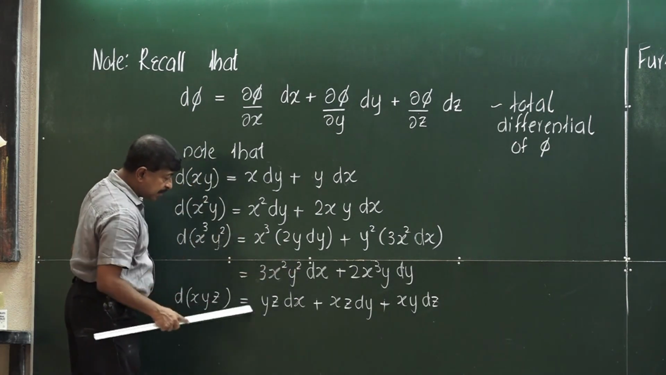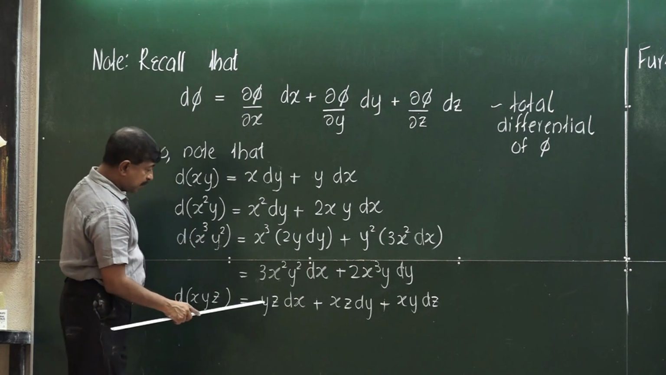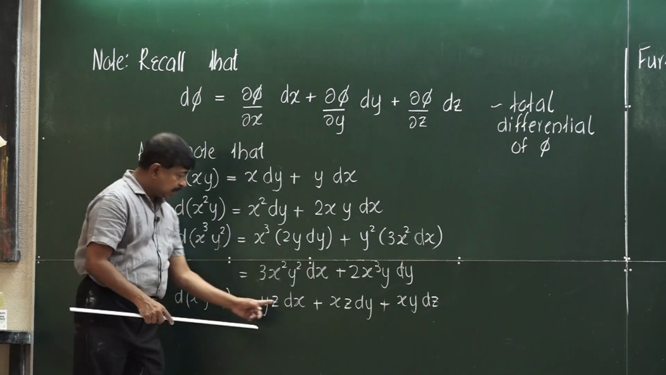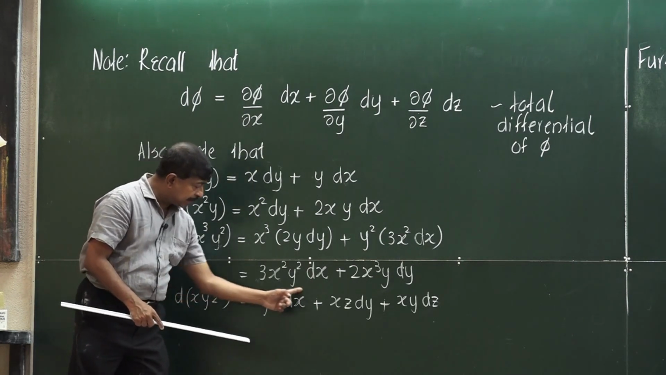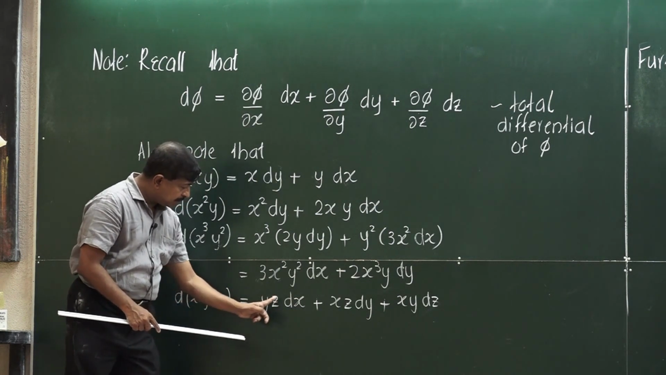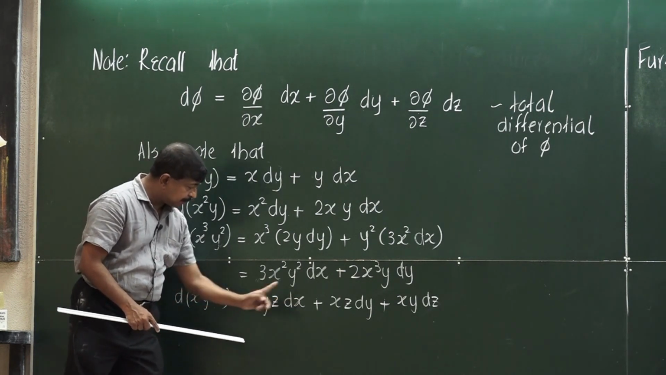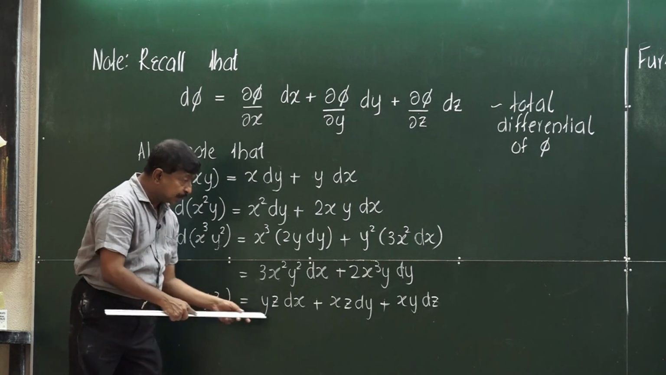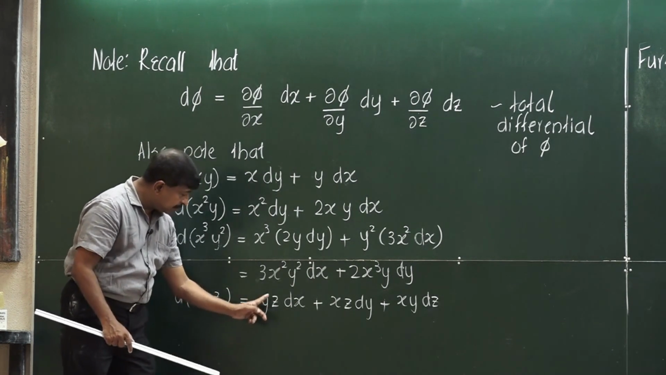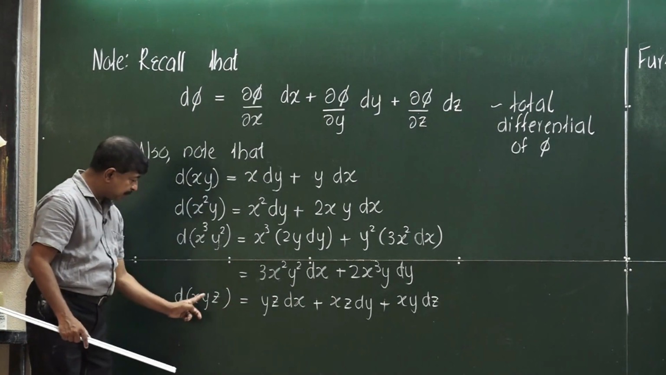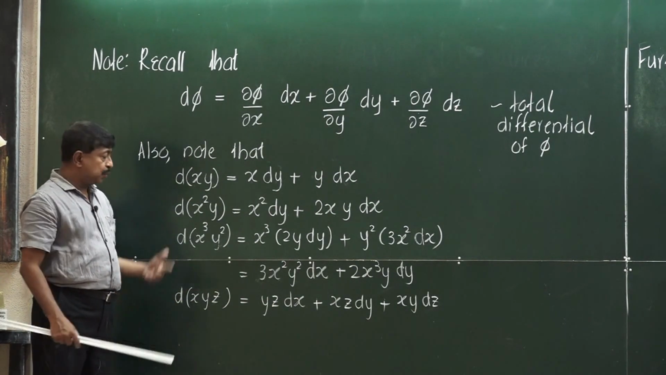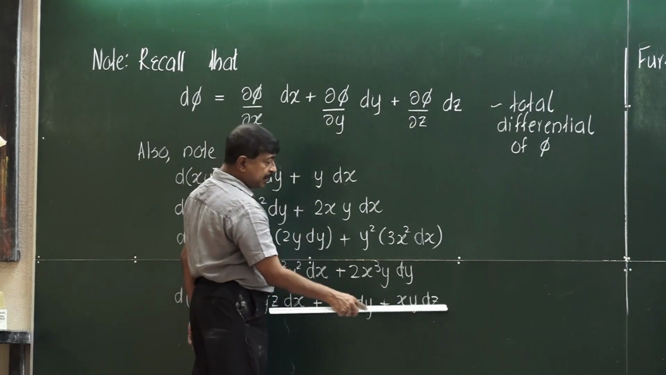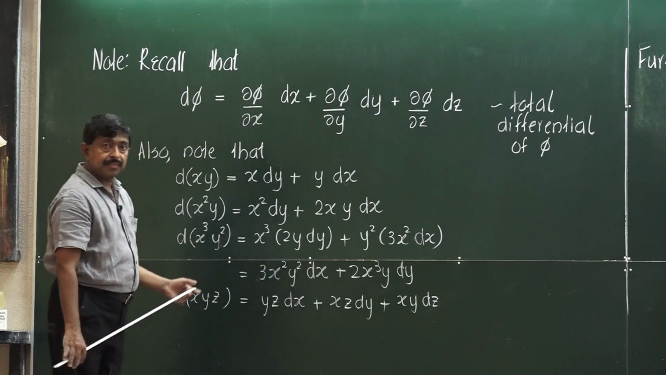Even here you can play the same game. Here you have this term free of x. So, if you integrate this, you have yz x. We have to integrate with respect to x. So, you have yz times x, so xyz. And you can do the same thing with a term like this as well.